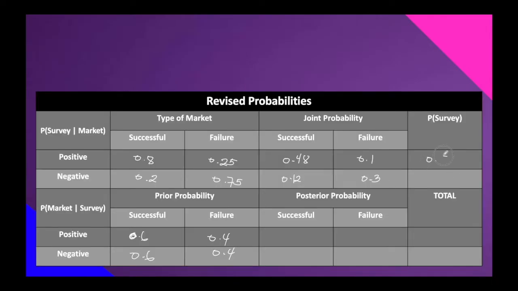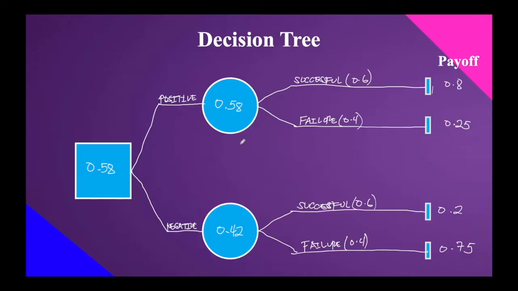Sulat natin dito, no? 0.58 and 0.42. So, that is the probability of the survey. Probability of positive survey, 0.58. Probability of the negative survey, 0.42. This is actually the same sa nakuha po natin na values ng ating decision trees. Ayan, no? 0.58 tapos 0.42. Ayun yung connection nila ng decision tree conditional probability sa revised probabilities. But this is not the whole revised probability dahil doon ang consider natin is the posterior probability.